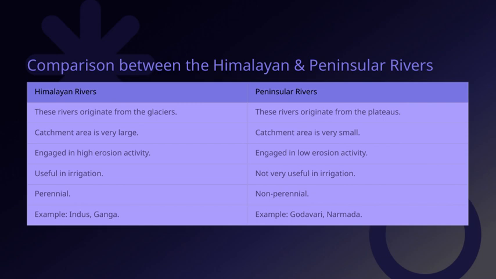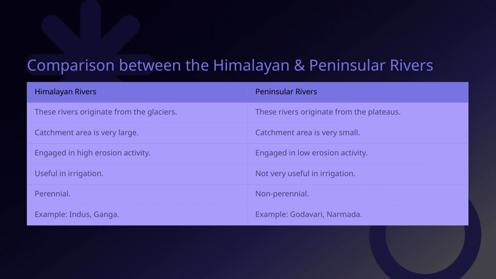In terms of usefulness, Himalayan rivers are very important for irrigation, as they carry a large volume of water throughout the year, especially the perennial rivers like the Indus and Ganga. Conversely, peninsular rivers are not as useful in irrigation because many of them are non-perennial, meaning they do not flow all year round. Examples include the Godavari and Narmada, which are vital but have seasonal flow patterns.